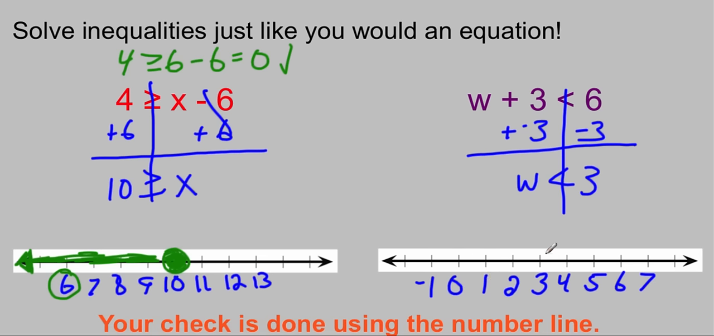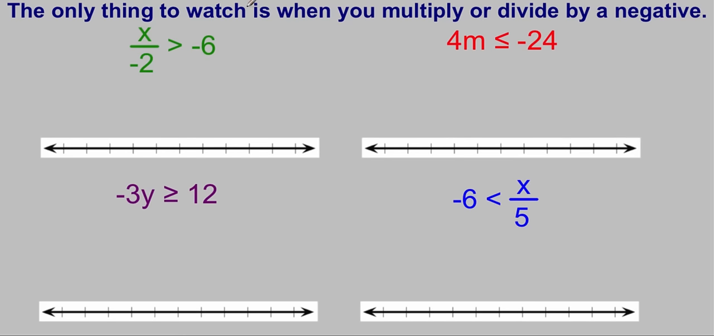And now w is less than 3, so I need an open circle pointing to the left. So we want numbers less than 3, so we shade in the smaller numbers here. And I'm going to pick 1 for my check. When I put it in my check, 1 plus 3 is 4. And 4 is less than 6, so it does check out. Now let's try some other ones.